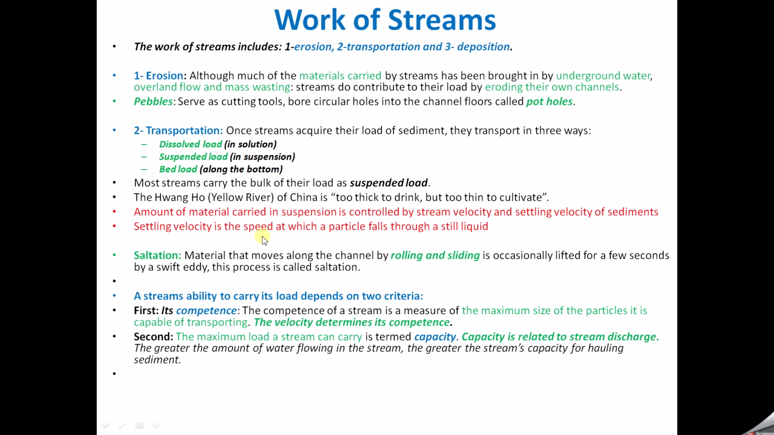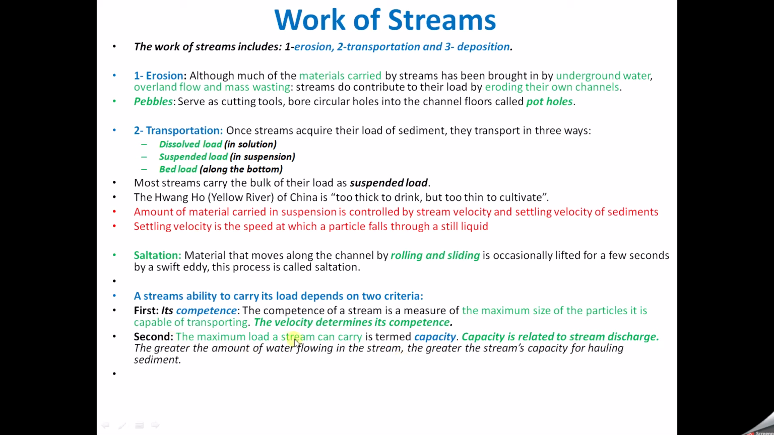Now here we have two important terms: competence and capacity. A stream's ability to carry its load depends on two criteria. First, its competence. The competence of a stream is a measure of the maximum size of particles it is capable of transporting, with velocity determining its competence. So the maximum grain size the stream can transport reflects its competence, and it is determined by its velocity. Higher velocity, higher competence.